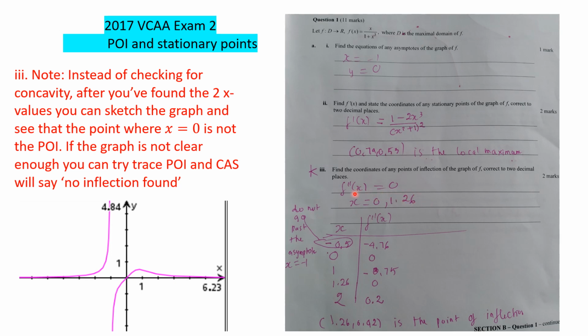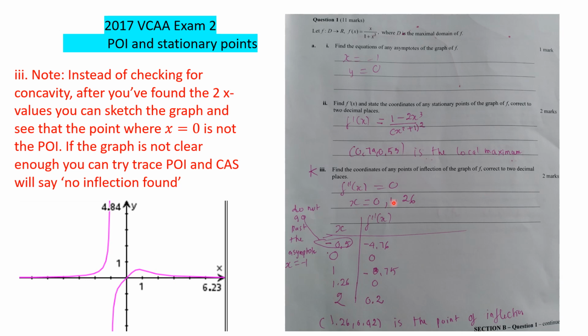So once you've got these two values, go back to the graph and you can try to trace. If you try to trace for a point of inflection when x is 0, the CAS will say no inflection found. And you can check the second x value here. In this case, the second x value will give you the point of inflection. Again, this part didn't ask you to prove anything, but let's say it does ask you to prove.